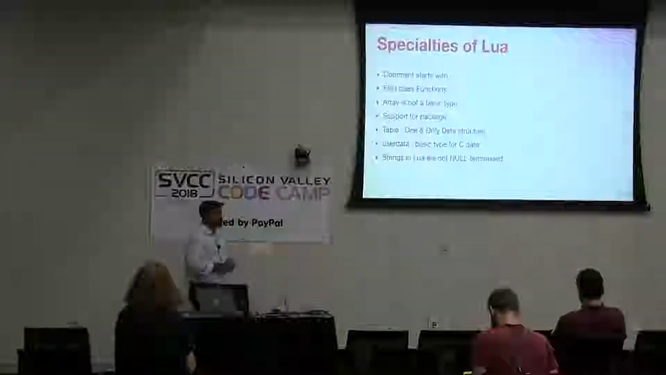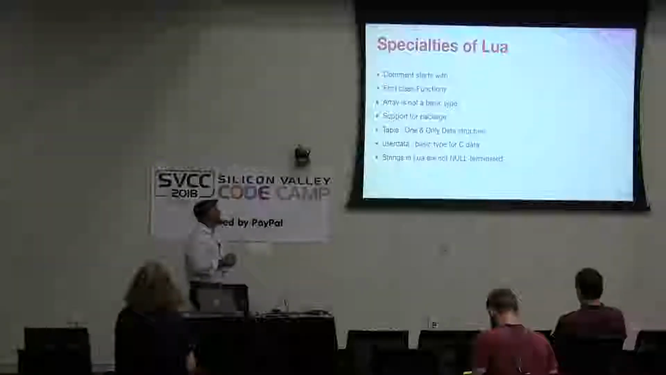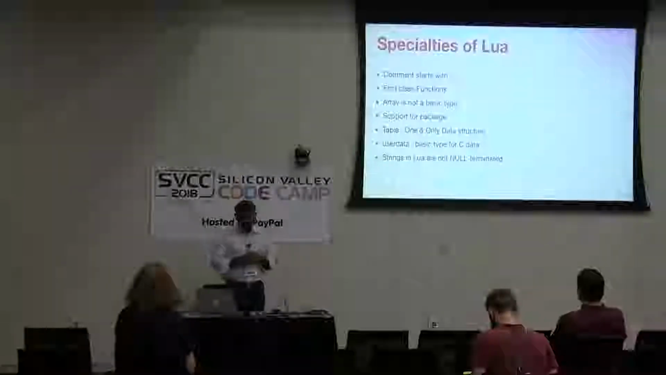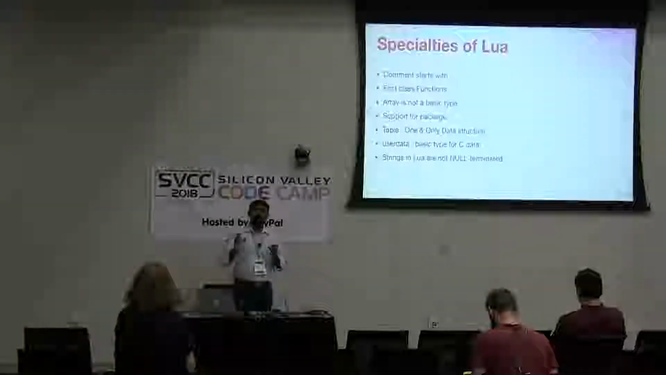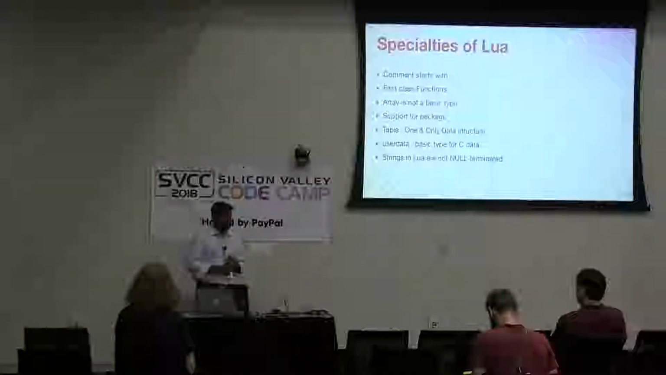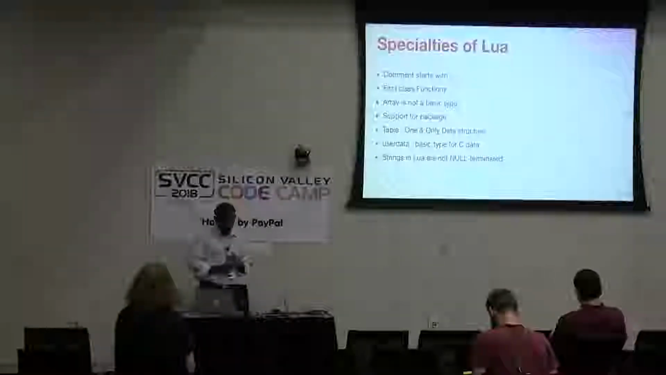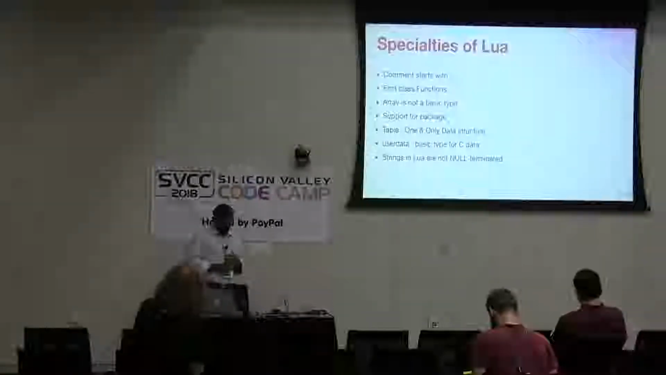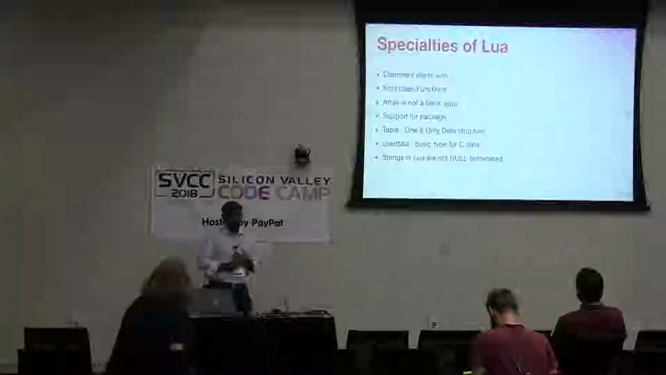If you're coming from a C-based language, even JavaScript or something like that, one of the first things that tripped me up was that comments start with double dashes. Lua also has first-class functions, which means you can assign a function to a name and pass functions around. Many of the scripting languages today are able to do that as well. One other difference from C is that array is not a basic type.